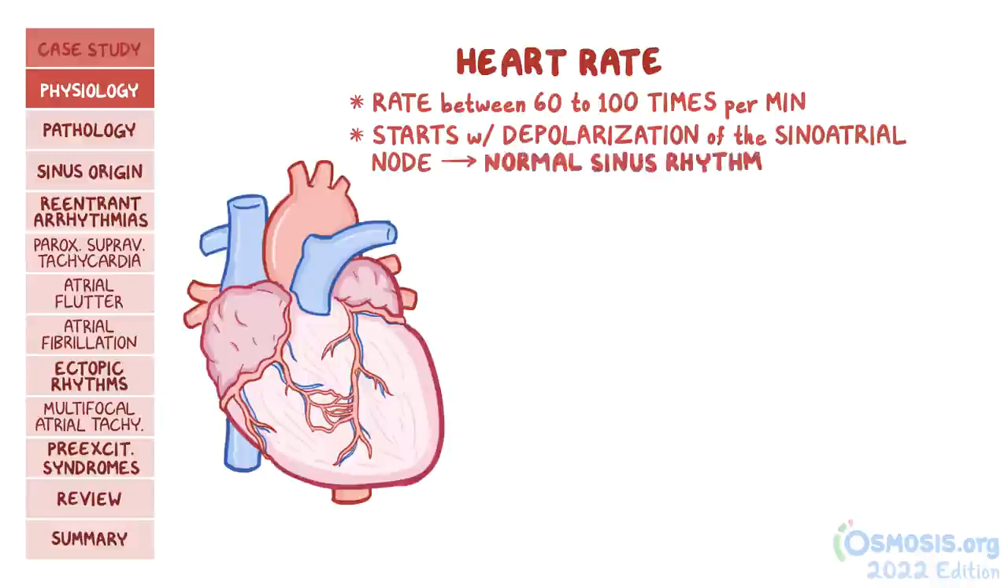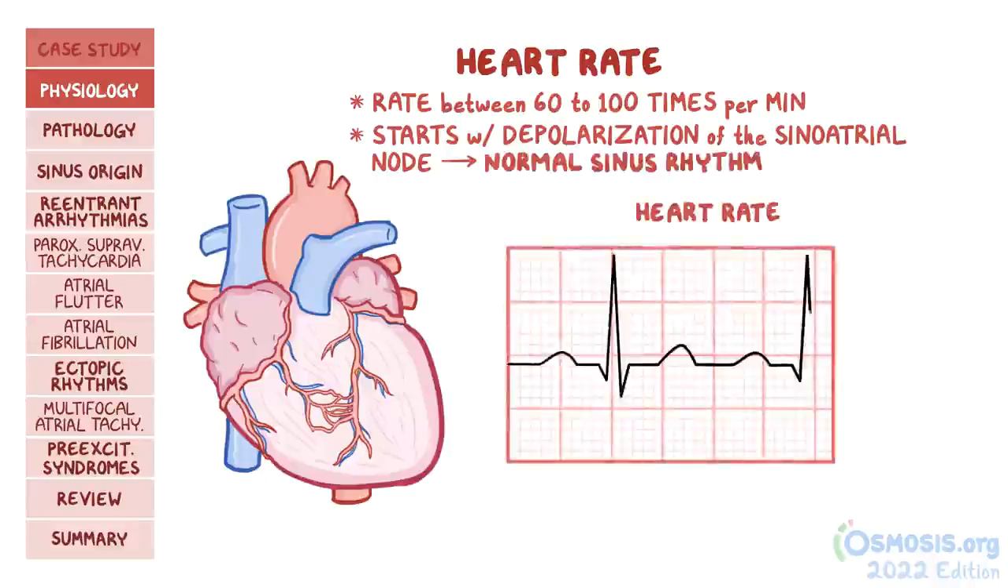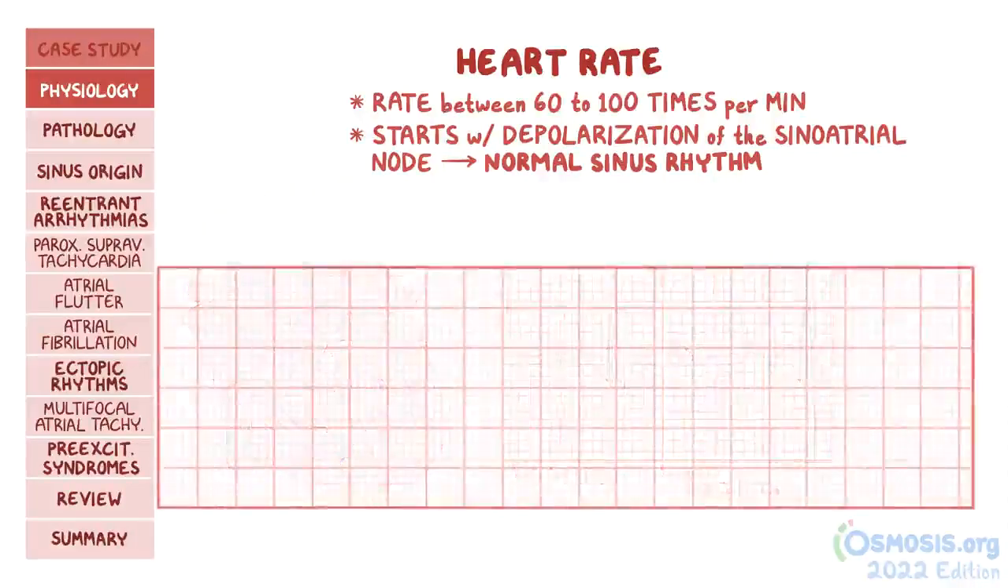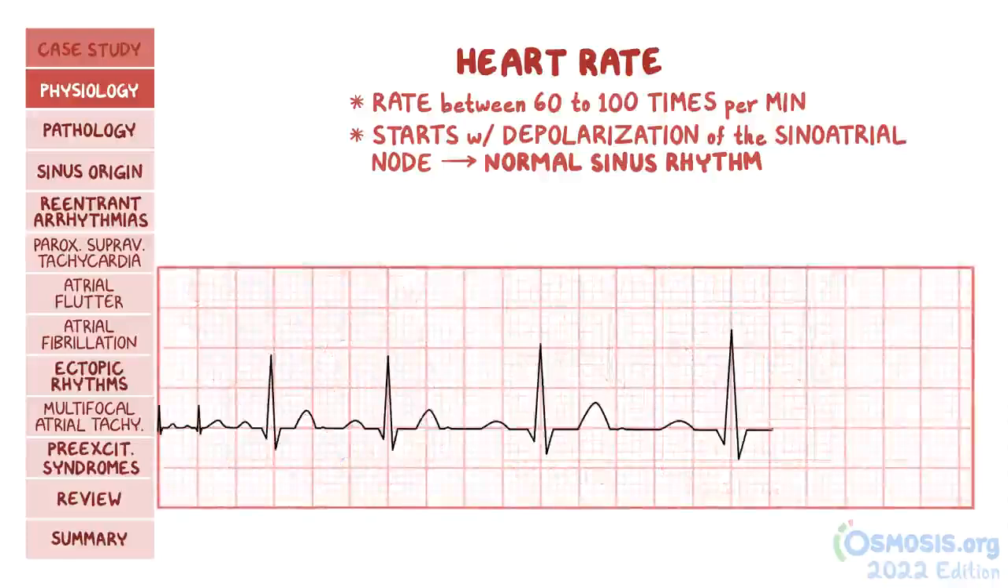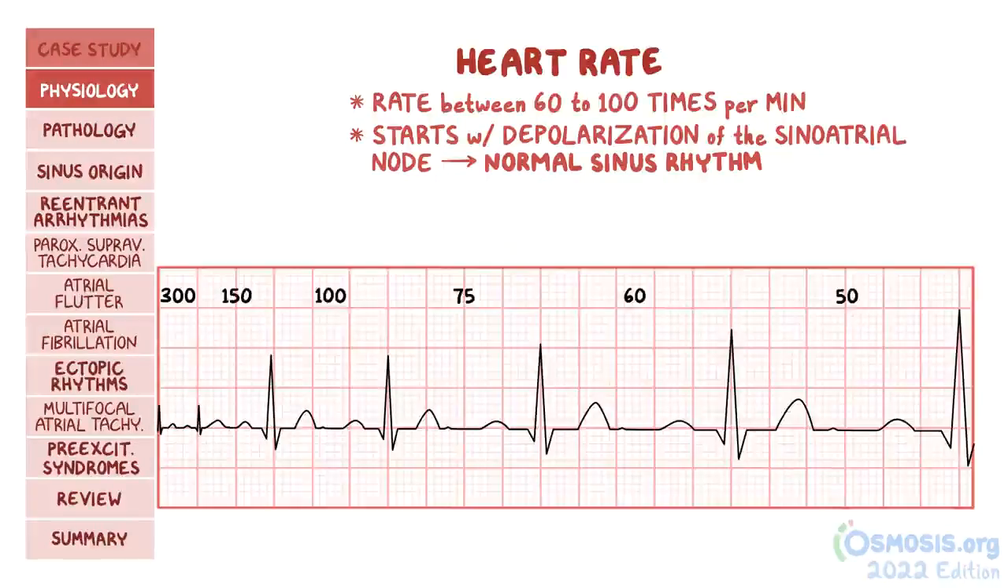For your exams, you should be able to figure out the heart rate on an ECG. To do that, you can count the number of boxes between R waves. Each small box represents 0.04 seconds, and each big box is 5 small boxes, so each big box is 0.2 seconds. One quick way to estimate the heart rate on an ECG is to remember that the heart rate is 300, 150, 100, 75, 60, or 50, depending on whether there's 1, 2, 3, 4, 5, or 6 boxes between R waves.